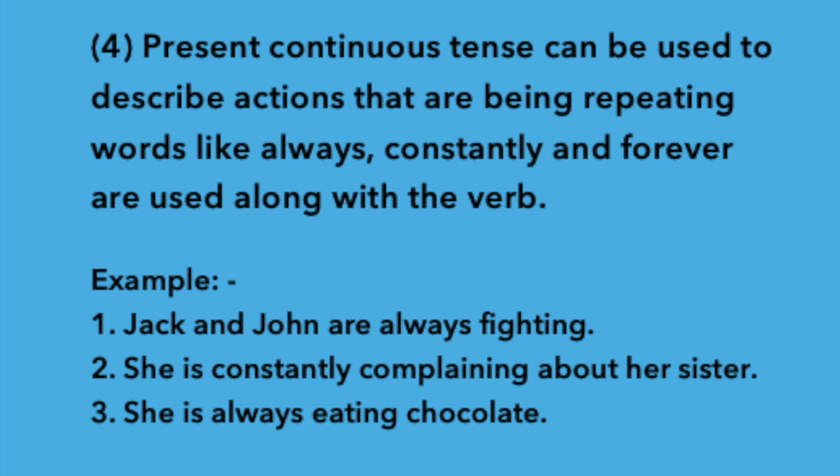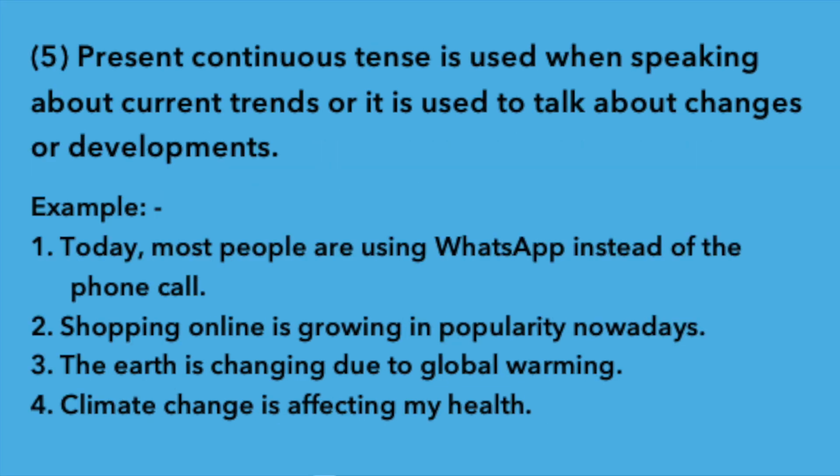Our next point is present continuous tense is used when speaking about current trends, or it is used to talk about changes or developments. For example, today most people are using WhatsApp instead of the phone call. It shows current trend. Shopping online is growing in popularity nowadays. It shows the changes or trends. The earth is changing due to global warming. Okay. Climate change is affecting my health.